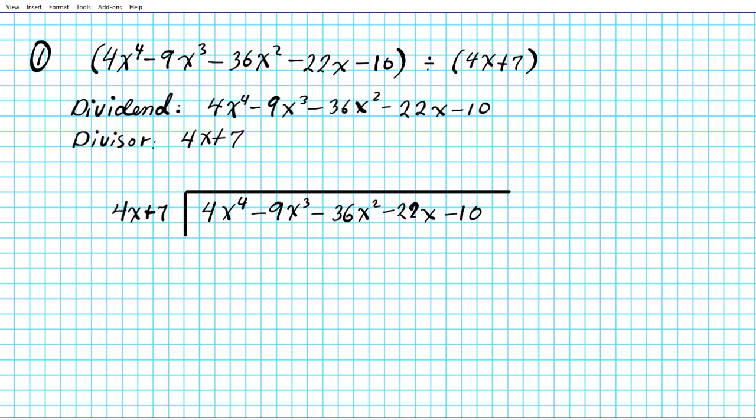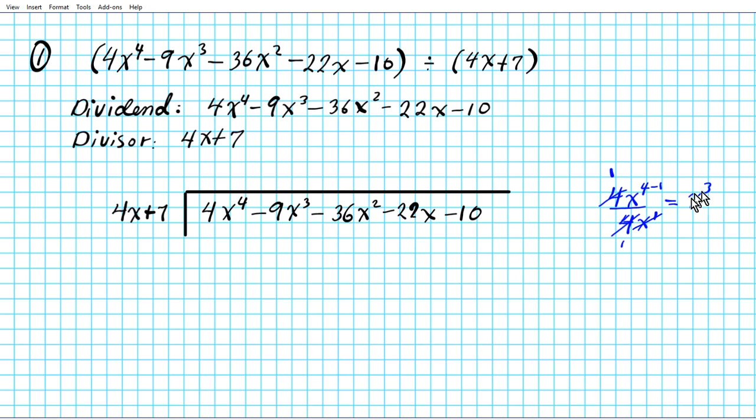Examining those two, we'll ask ourselves, how many times does 4x go into 4x to the fourth, the leading term of this first two? Let's go ahead and work it out. To do this, we are simply going to divide 4x to the fourth by the leading term of our divisor, which is 4x. Okay, so what is 4x to the fourth divided by 4x? We divide the 4's, 4 goes into each other once. X to the fourth divided by x to the 1, you simply subtract exponents. So just cancel this out, subtract 1, and you have x to the third.